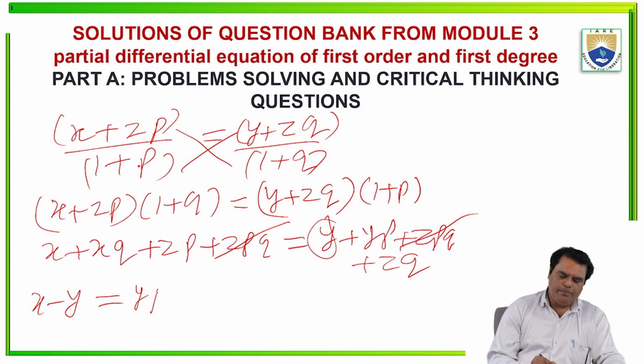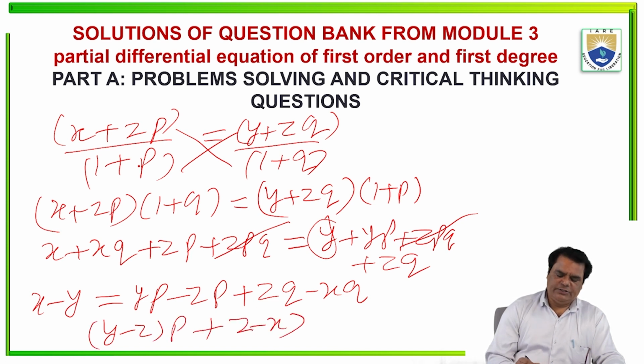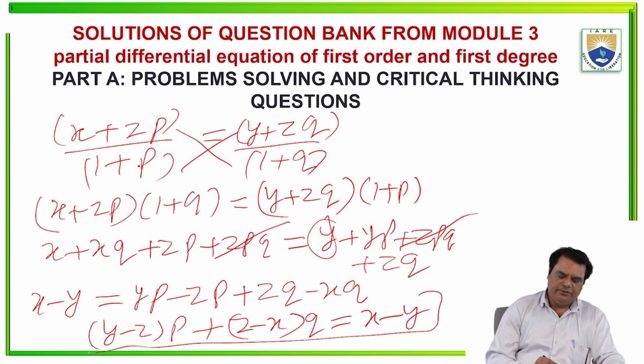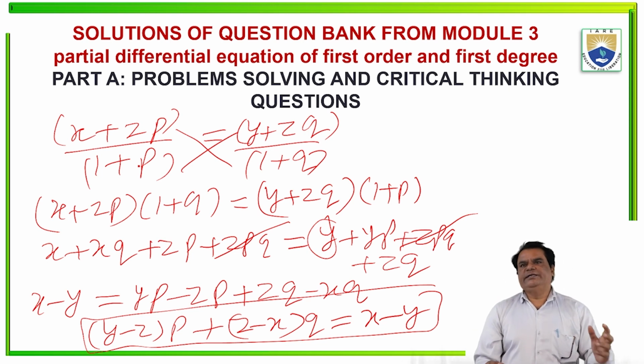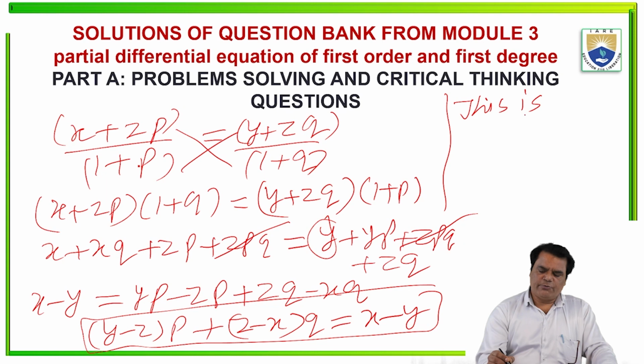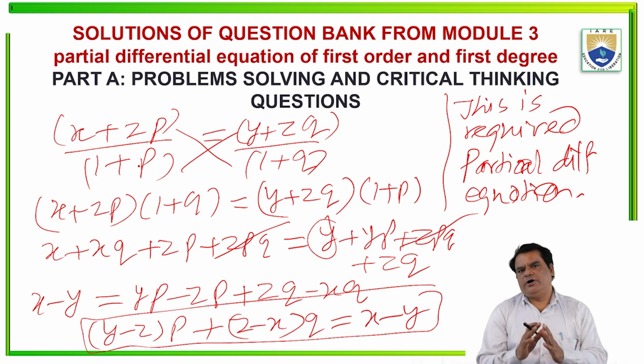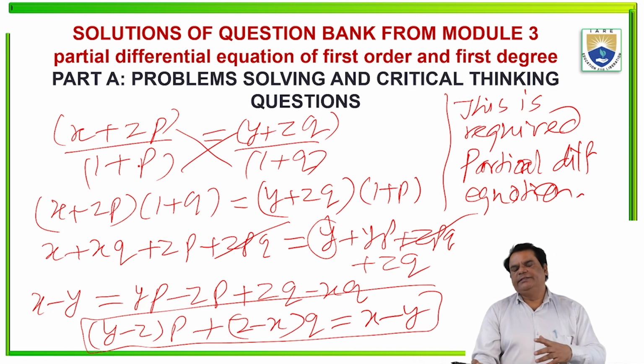So we get y p minus z p plus z q minus x q. So finally, here p is common, (y minus z) into p, plus q is common, (z minus x) into q, and this equals x minus y. So this is the required equation. This is known as a partial differential equation. Okay, so this is the proof. This is the formation of a partial differential equation by eliminating the given function.